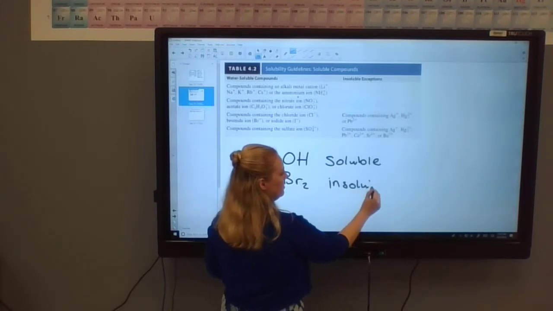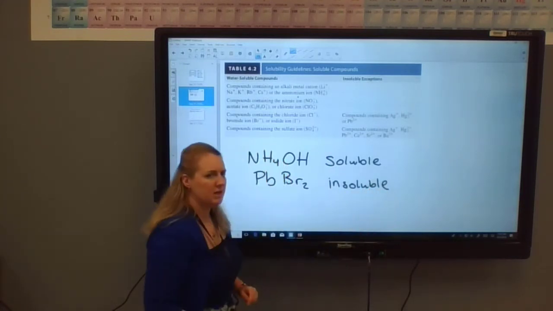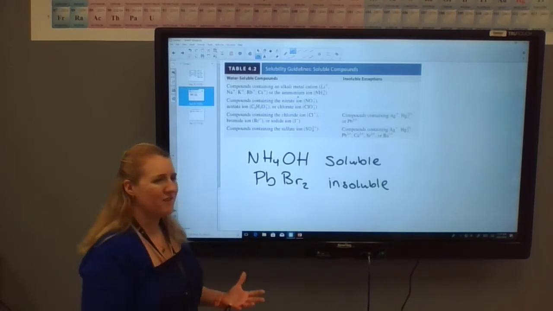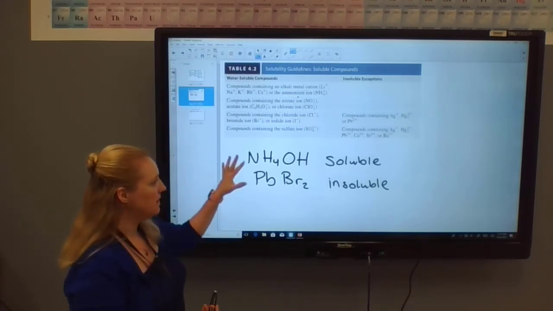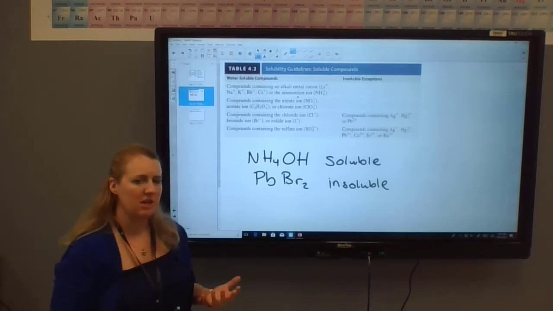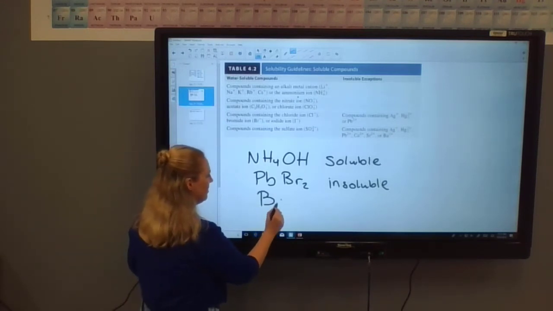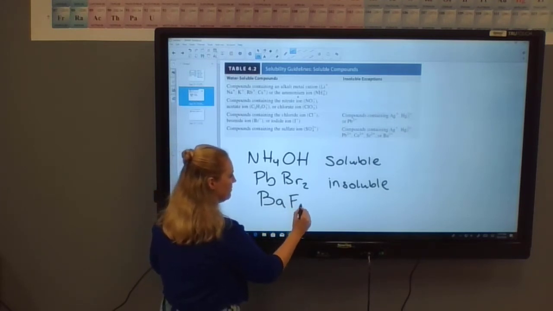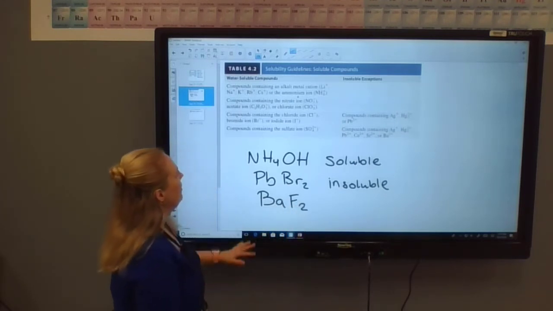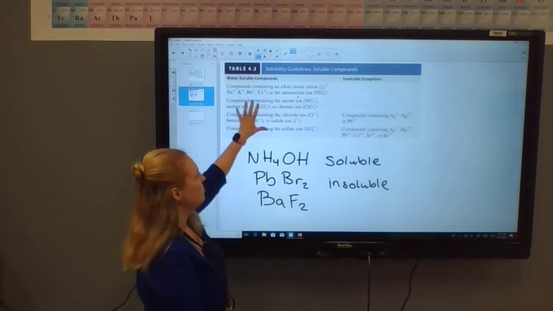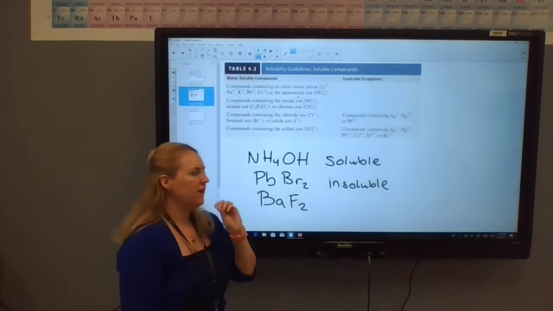Most compounds, their solubility can be determined from this table. If you have a compound that you cannot find any rule that would apply for in this table, then it's generally safe to assume it's insoluble. For example, if you had barium fluoride, BaF2. There are no rules here for barium. There are no rules here for fluoride. Therefore, assume it is insoluble.